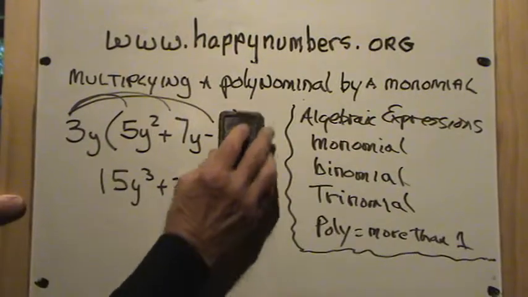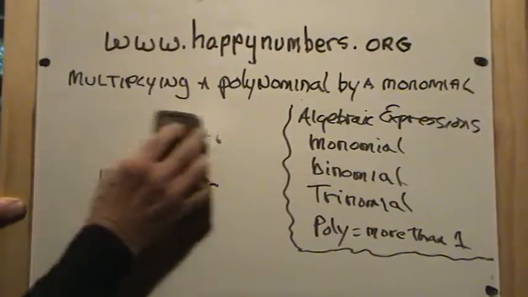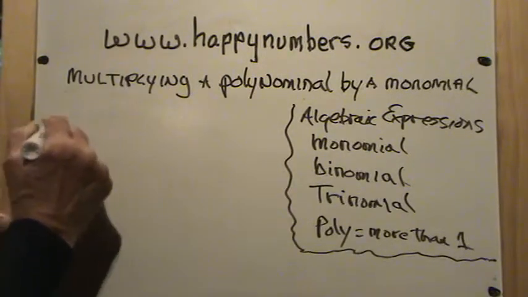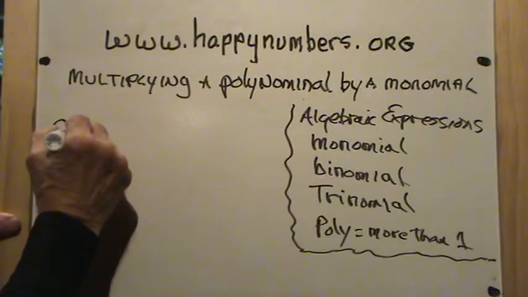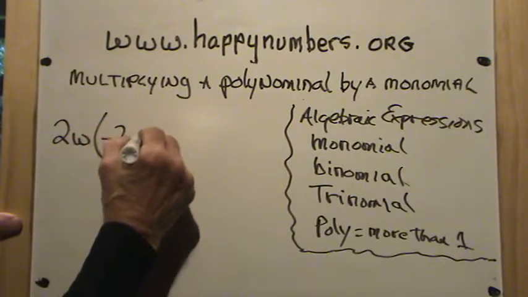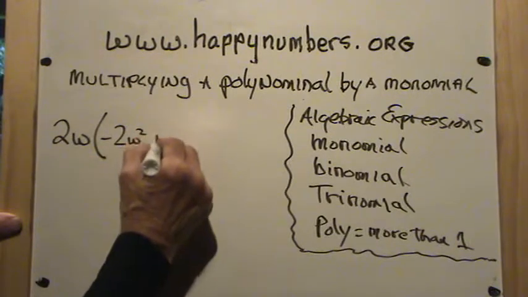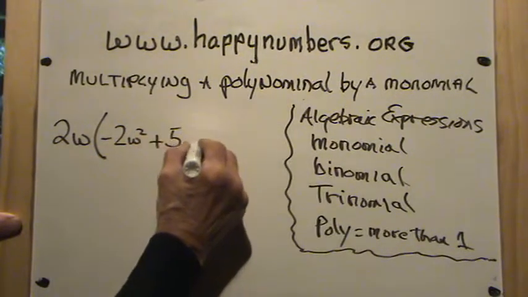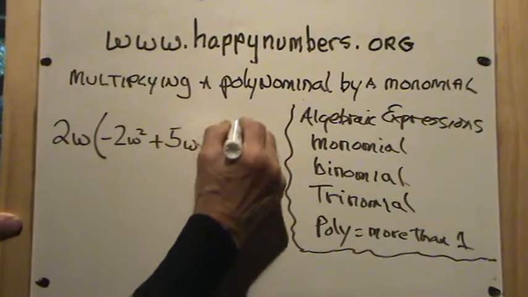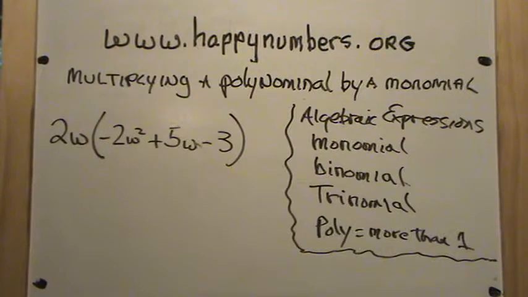Okay, now it's time for you to work at a couple of problems here. Let's put this one up. 2w times minus 2w squared plus 5w minus 3. All right, well, you work this one. Put your video or DVD on pause, work this problem, and then turn it back on again, and then we'll take a look at it.